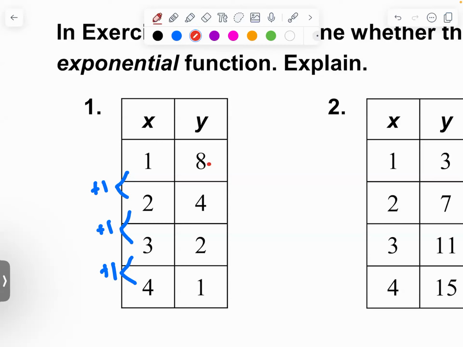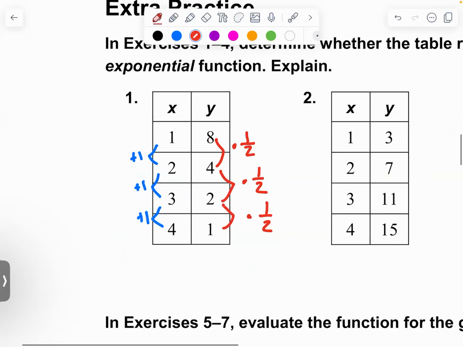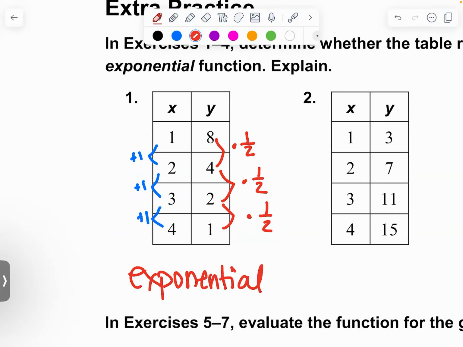From 8 to 4, we're multiplying by 1/2. From 4 to 2, we're multiplying by 1/2. From 2 to 1, we're multiplying by 1/2. So since our y values are multiplying by the same number, this is an exponential function. Specifically, exponential decay. Use your brain, people. Are our numbers getting bigger or smaller? And the number we're multiplying by over and over is smaller than 1. That's how we know it's decay.